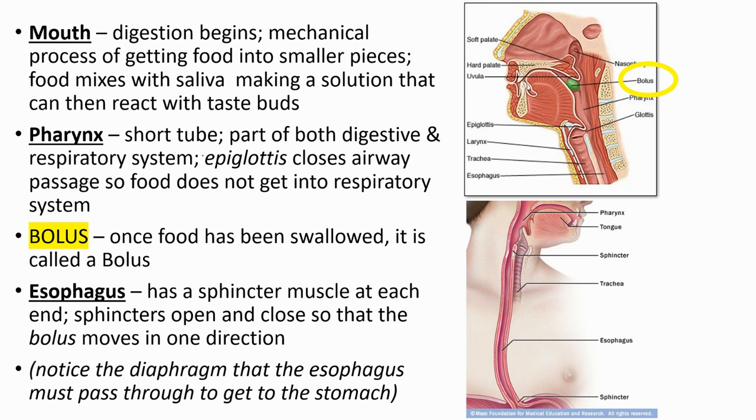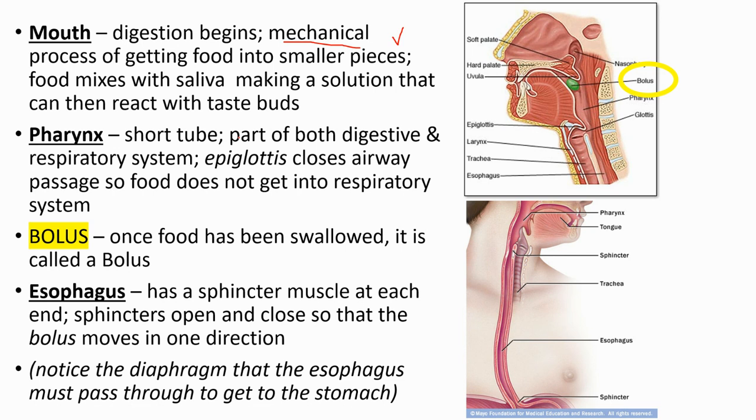In the mouth is where digestion is going to begin. Now the interesting thing is yes, you're going to get some mechanical digestion going on here, which is again breaking the food into smaller pieces, but you also have some carbohydrate digestion that happens in the mouth due to the presence of an enzyme called amylase. We'll talk about that a little bit further, but there is some chemical digestion that does occur, only with carbohydrates. The pharynx is a short tube, part of both the digestive and the respiratory system.